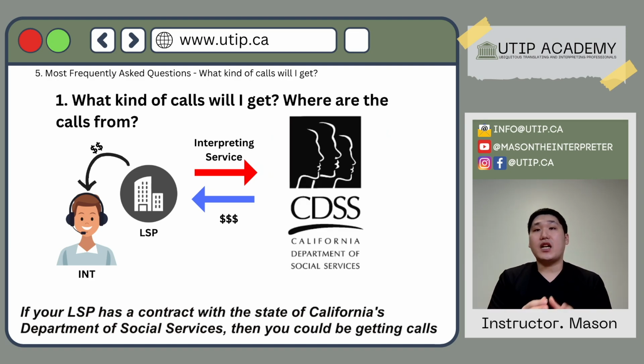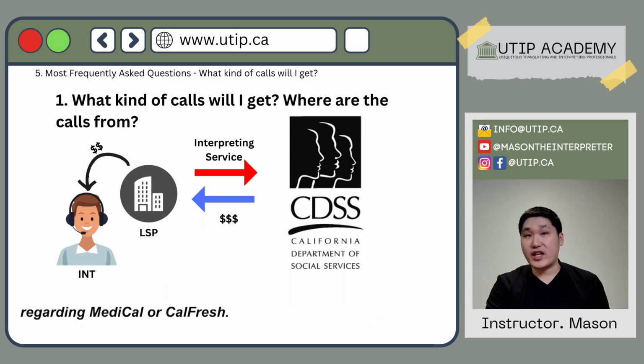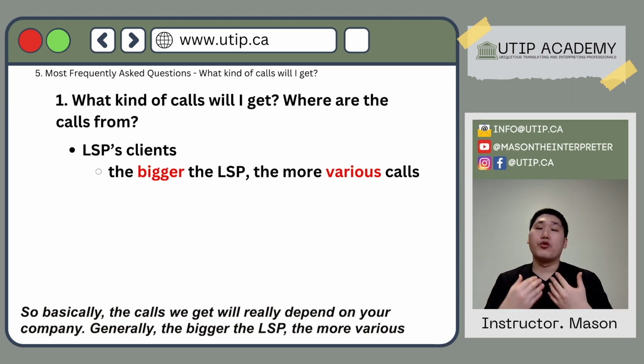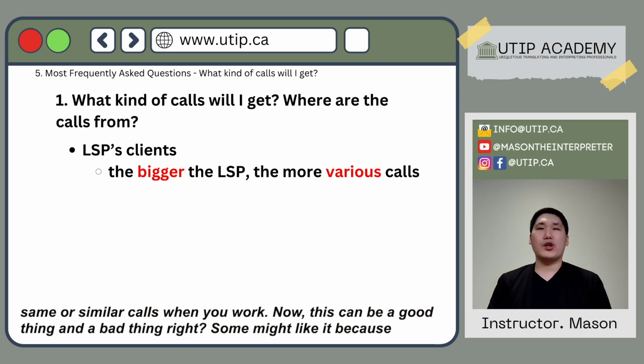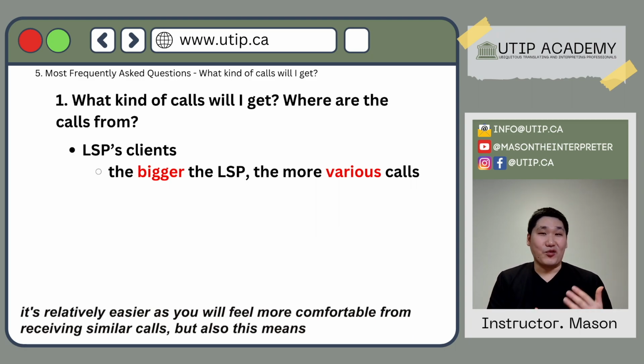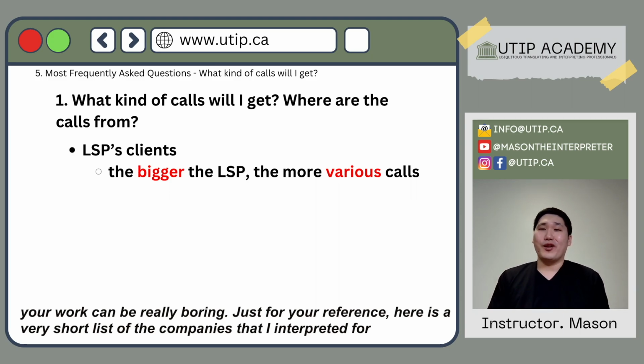If your LSP has a contract with the state of California's Department of Social Services, then you could be getting calls regarding Medi-Cal or CalFresh. So basically, the calls we get will really depend on your company. Generally, the bigger the LSP, the more various types of calls that we get. If you work for a company that doesn't have many different clients, you will most likely get the same or similar calls when you work. Now, this can be a good thing and a bad thing, right? Some might like it because it's relatively easier as you will feel more comfortable receiving similar calls. But also, this means your work can be really boring.